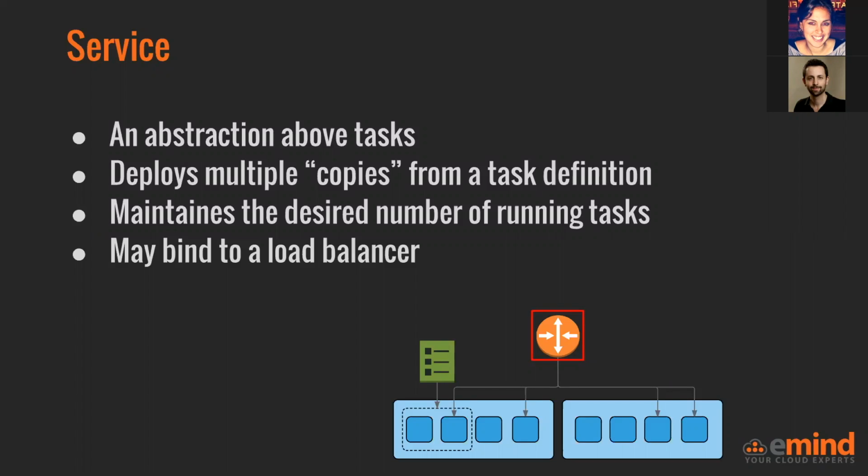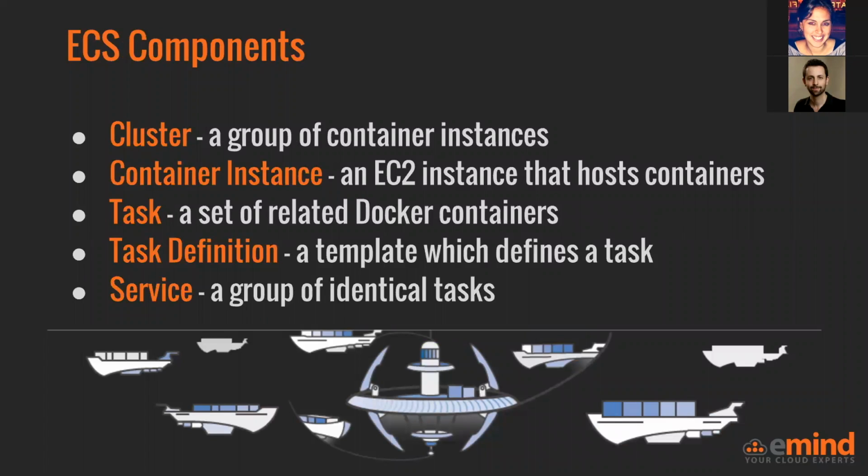If your service needs to handle requests from clients, you may bind it to a load balancer. You don't have to, but you may. This can be useful for both private services and for internet-facing services. So again, here's the list of components just for review. We have our cluster, which is a group of instances, a container instance, which is an instance running Docker and host containers, a task, that is a group of related containers, task definition, that's a template for tasks, and a service, which is a group of identical tasks.